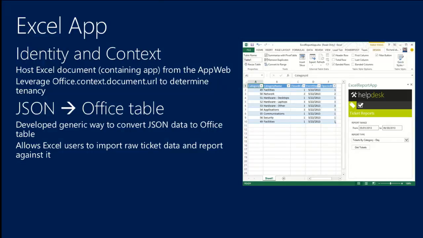So that's exactly the approach that we took: we actually deploy an Excel document into the app web and give someone a link to that document, and then when they pull it down, we actually get that full absolute path of where that document's coming from, and we can infer the tenancy information from that. And then from there, we can, again, only pull data from that one specific tenant. So that's kind of the approach we took.